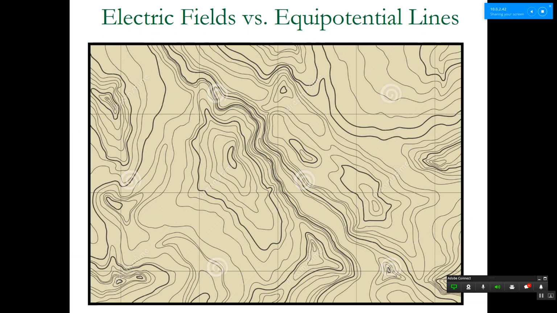I'm asking you guys, on the screen here, what do you see? What does it look like to you? It looks like a topographical map, you guys know what I'm talking about?